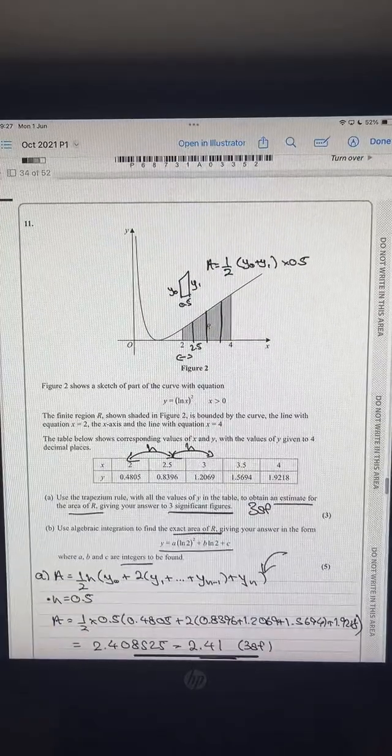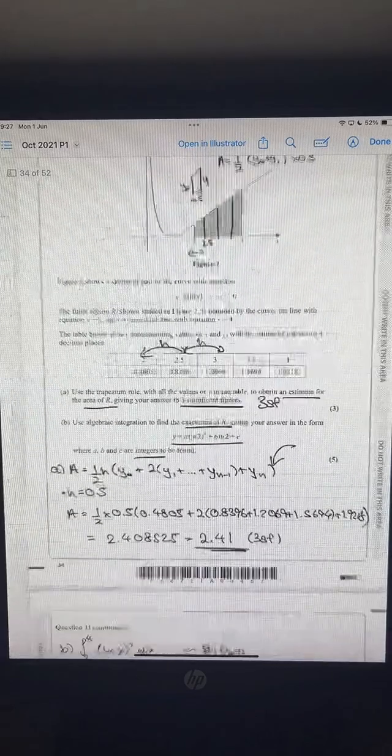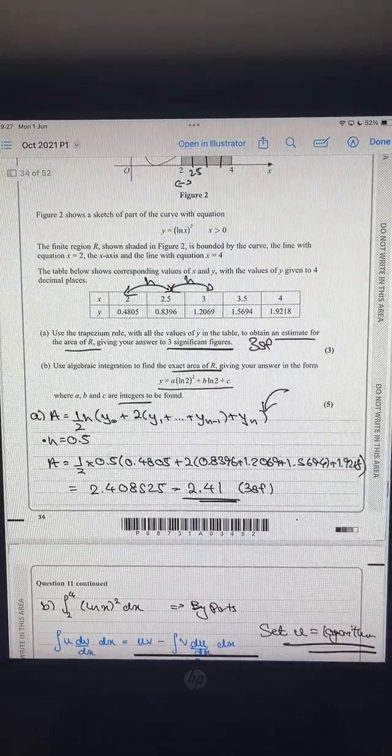Okay, and then just check. The good thing about this question is we can check if our answer in part B is close to our answer in part A.